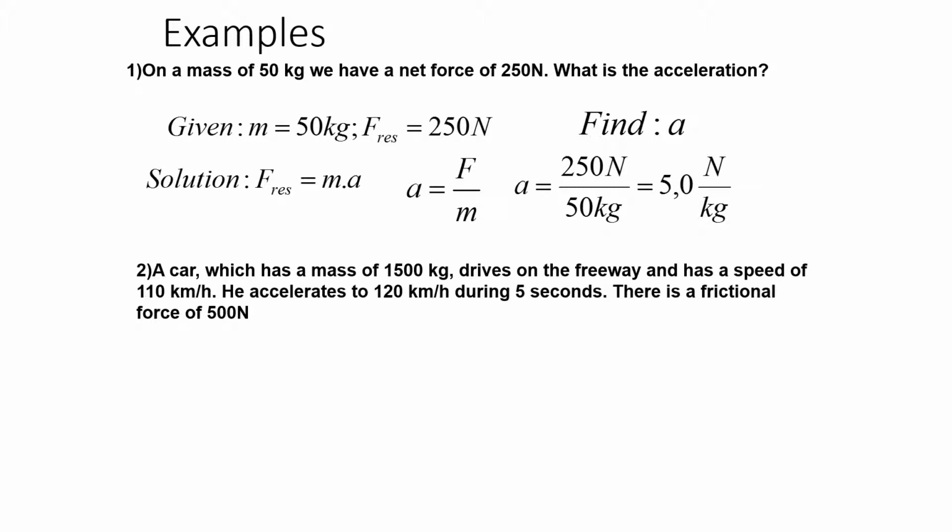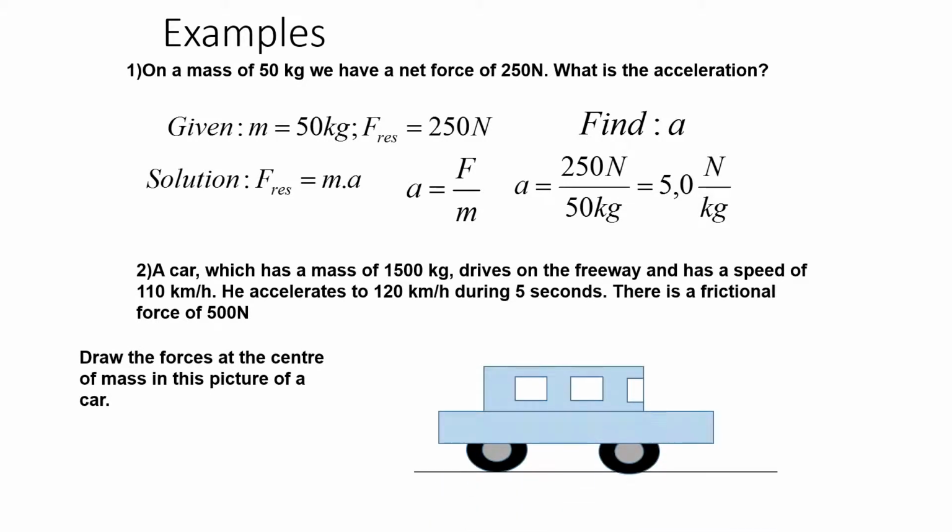A car which has a mass of 1,500 kilograms drives on the freeway and has a speed of 110 kilometers an hour. It accelerates to 120 kilometers an hour during 5 seconds. There is a frictional force of 500 newtons. Draw the forces at the center of mass in this picture.